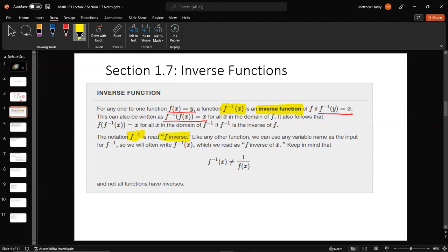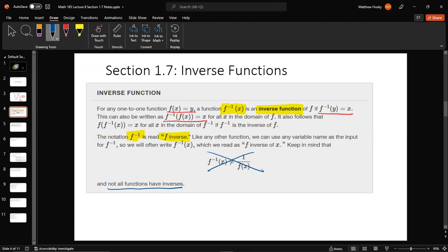This is not the same. This is something else. F negative 1 is not saying take the function and do the reciprocal of it. That's not what this means. It may look like that because if you do the negative 1 power, that is what the negative 1 power does in most normal situations, but that is not what it means.